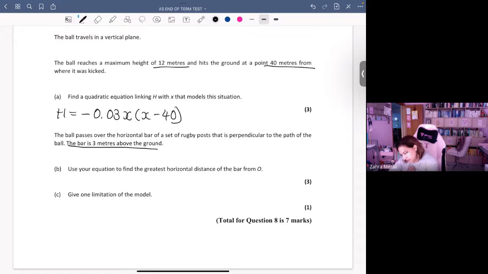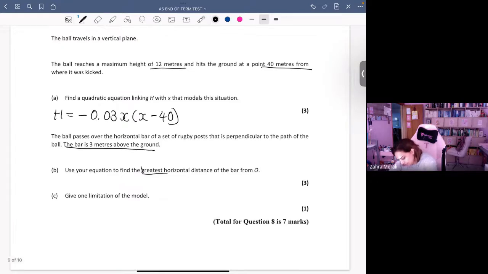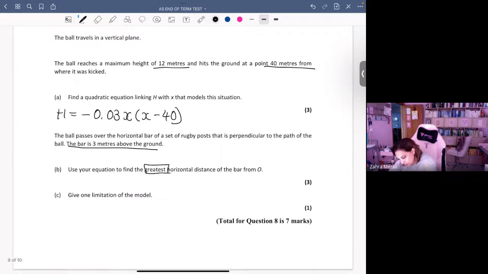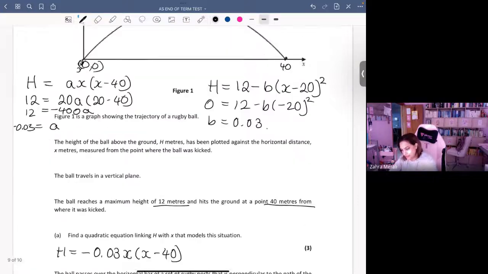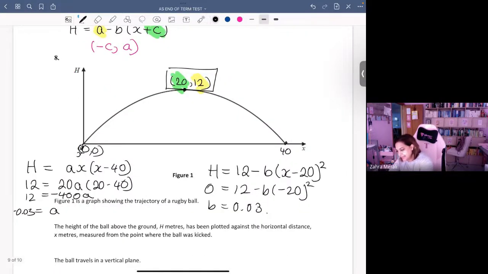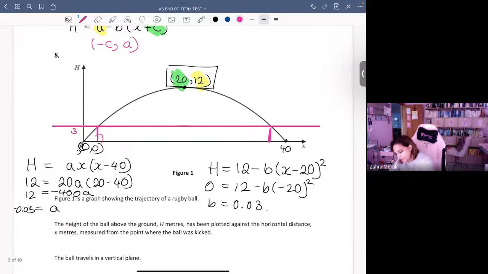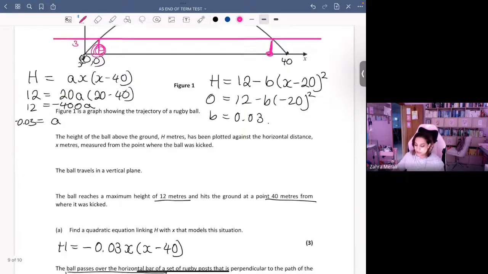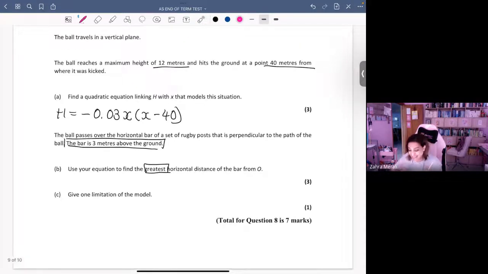We want to find the greatest horizontal distance when the bar is 3 meters above ground. So what we're saying is if the bar was here and this was 3, what's the greatest distance? So we're not looking for this one. We're looking for this value here. So in the last one, we took the minus when we took the square root. Here, we're going to take the plus. We're just going to put it in our calculator.